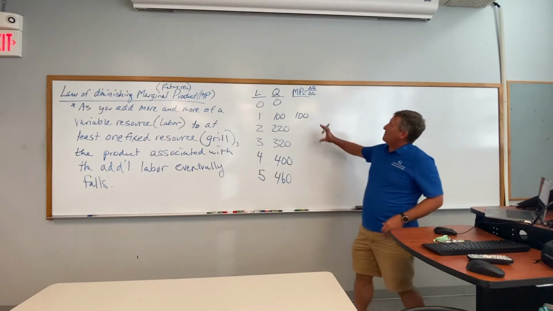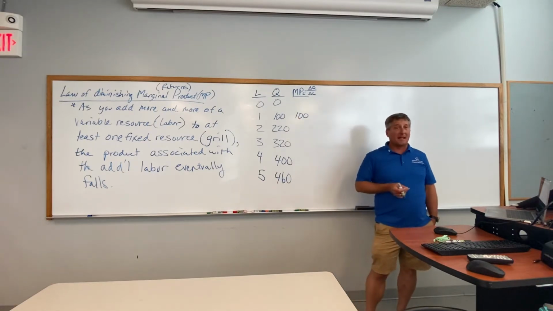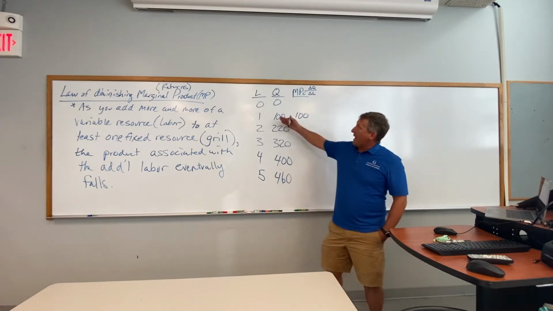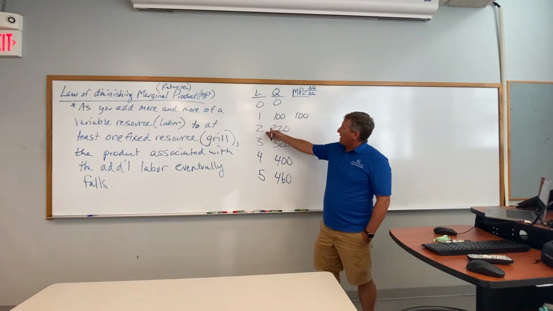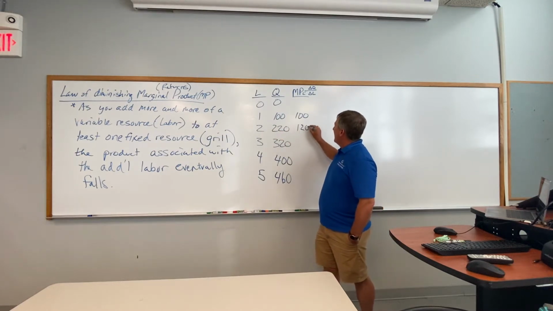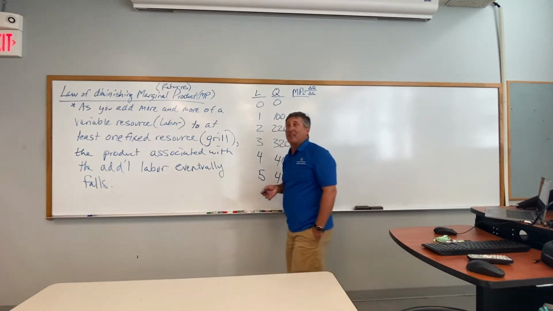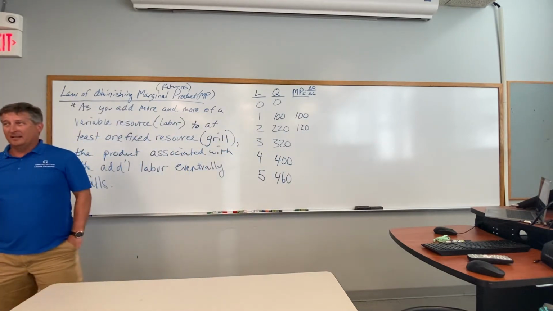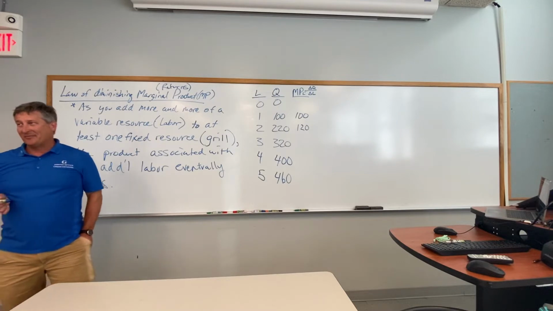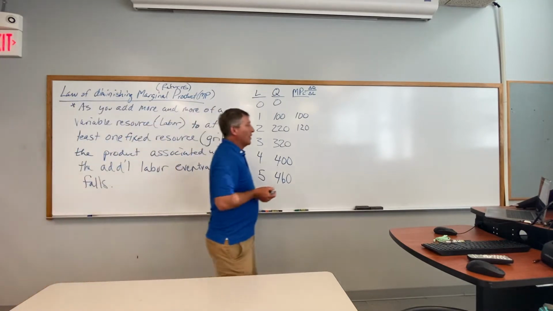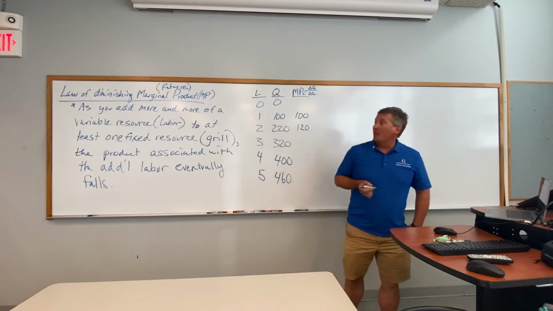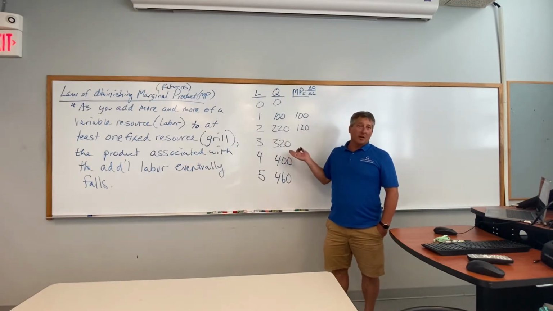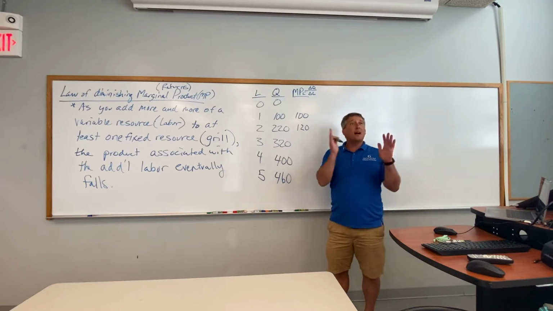Okay, so what is the marginal product of the second Russ? 120. So by adding the second Russ, that Russ makes me 120 hamburgers. Now wait a second, I thought they were identical Russes. What is it, Luke? Specialization. So is it possible that they are clones of each other and we still get this result? Yes, because of the specialization.